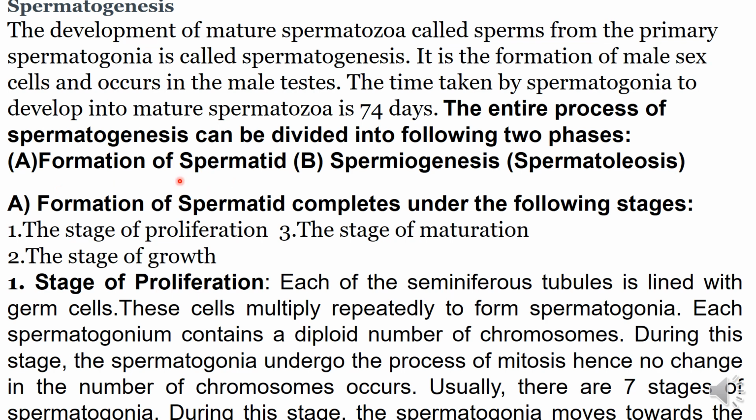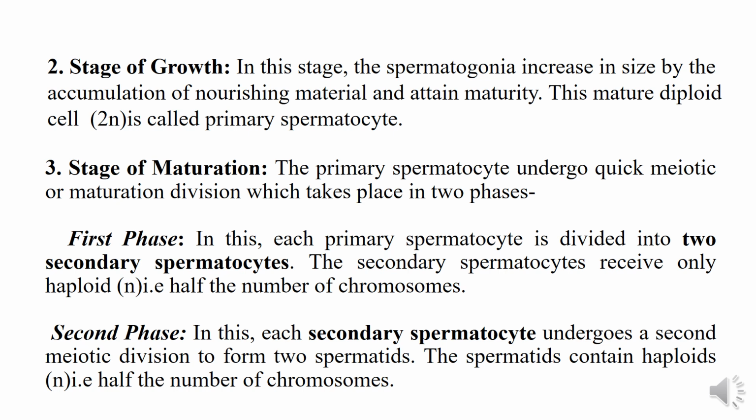Under the first phase, the formation of spermatid, it is further divided into three phases. The stage of proliferation, sometimes also known as the stage of multiplication. Then the second is the stage of growth, and the third one is the stage of maturation. But before discussing these things, let me show you some diagrams.